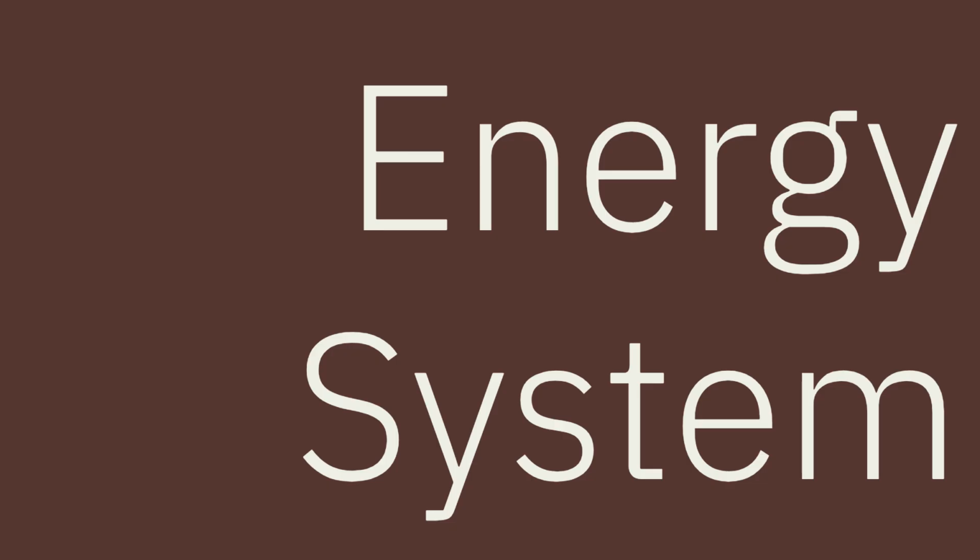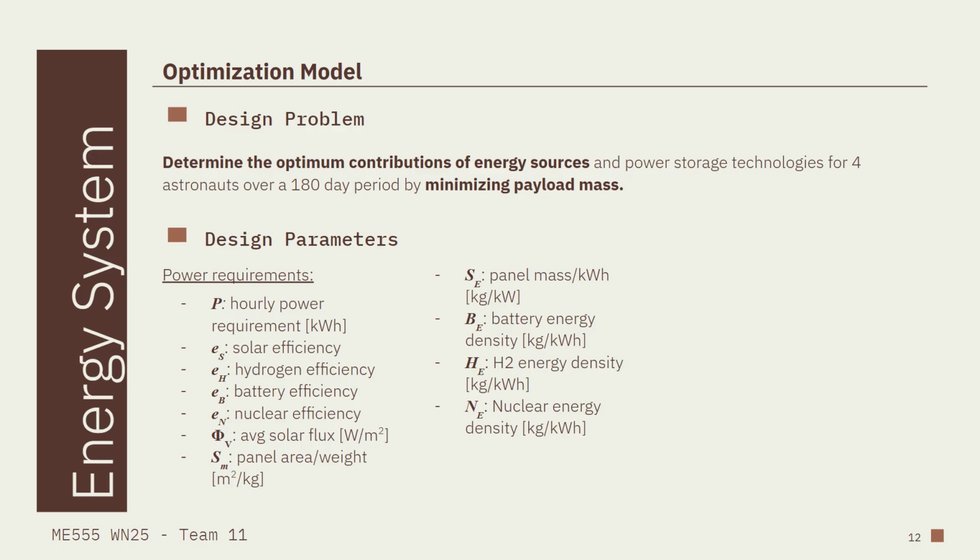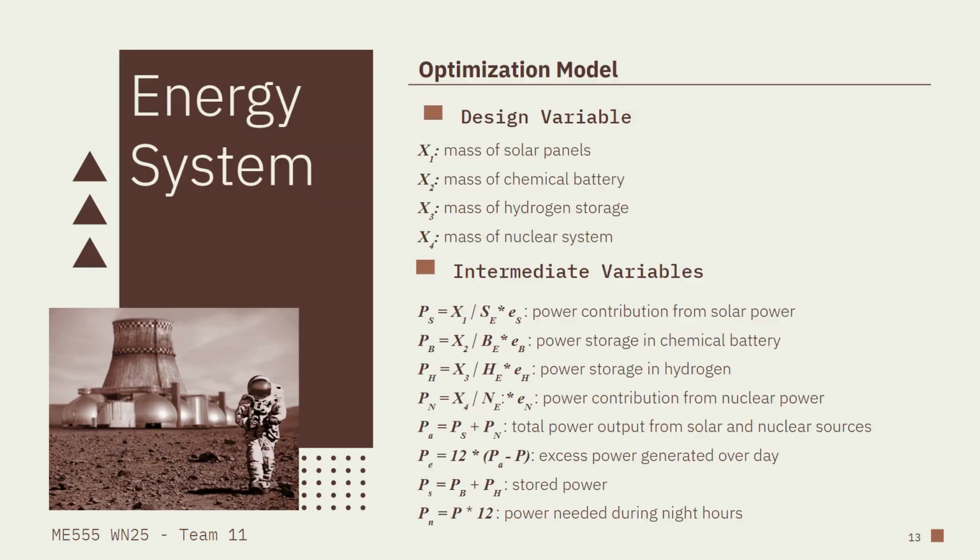The next subsystem is energy. In this system, we solve the problem of optimizing energy production between energy sources to minimize payload mass. Our parameters cover power requirements, efficiencies of sources, and power-to-mass ratios, all of which allow us to compare energy generation on a per-mass basis. We considered solar, chemical, hydrogen, and nuclear energy sources as our design variables.